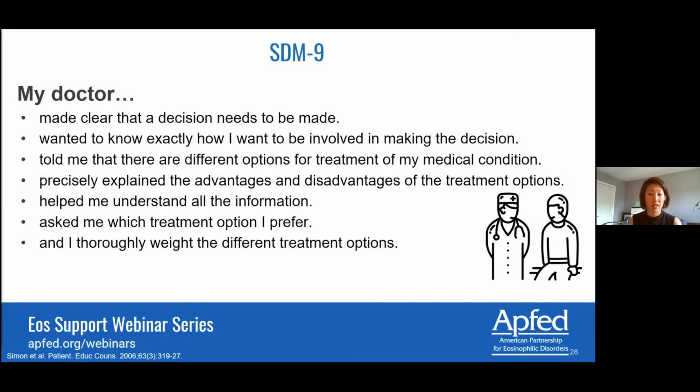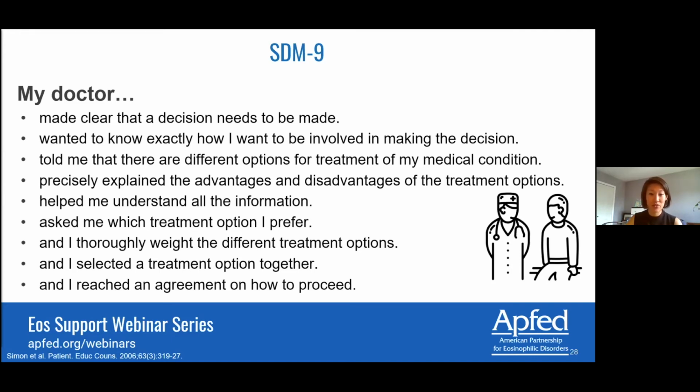My doctor and I together thoroughly weighed the different options. My doctor and I selected a treatment together. And then finally, my doctor and I reached an agreement on how to proceed. So I think the last three are actually the most precious to me because it's my doctor and I. We're together doing a process, and those are key features of shared decision making.